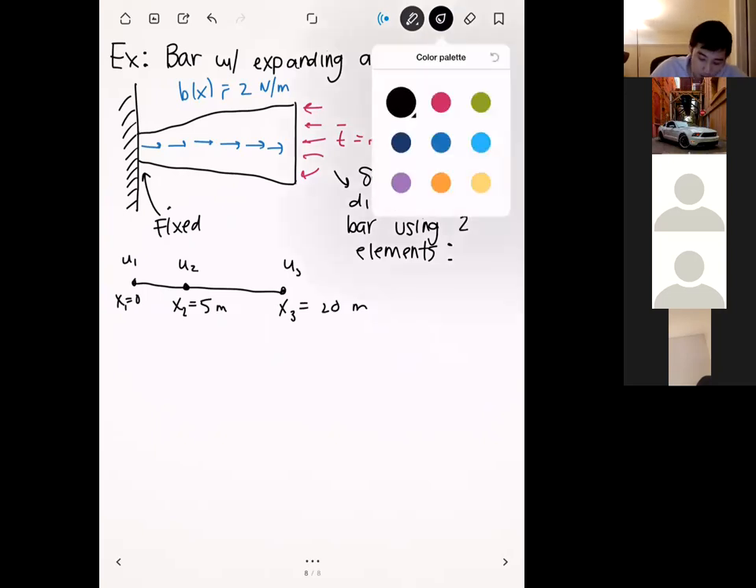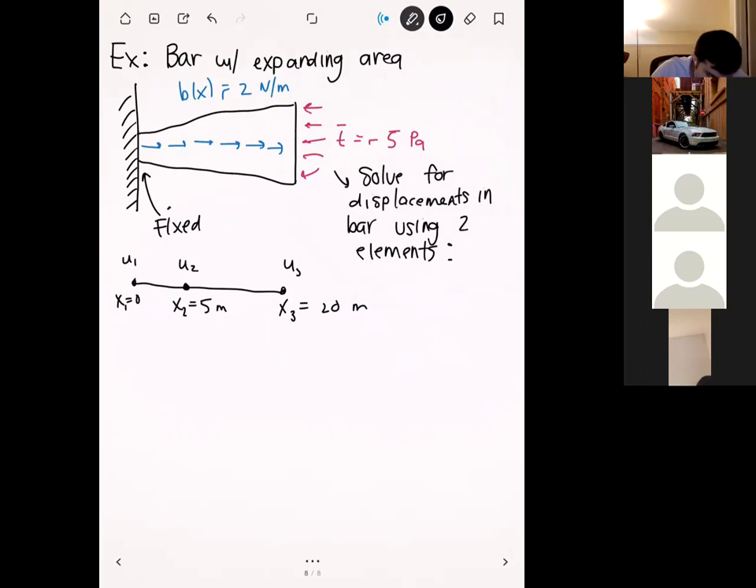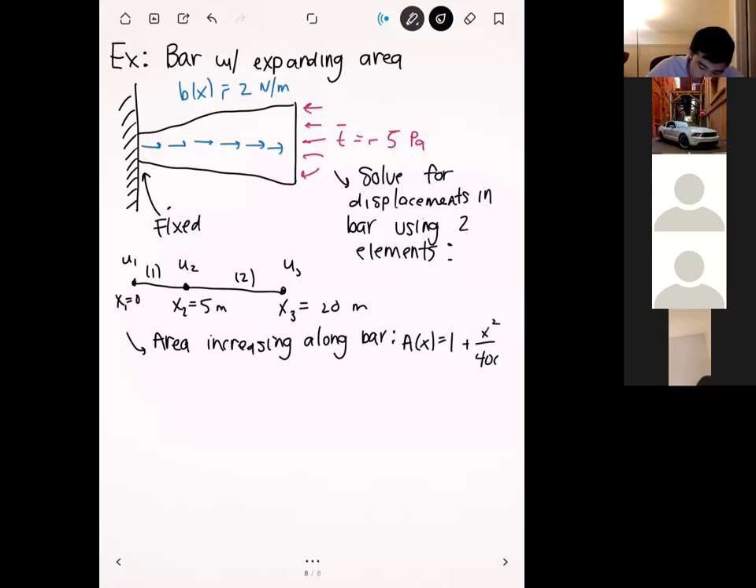I'm going to use A in a bit. So actually, let's call this element 1. And we'll call this element 2 right here. Okay. All right. And since the bar is expanding, then our area is increasing as a function of x. And so let's say that our area function A of x is equal to 1 plus x squared divided by 400. Okay.